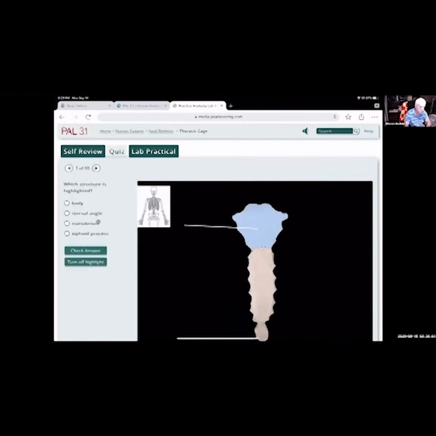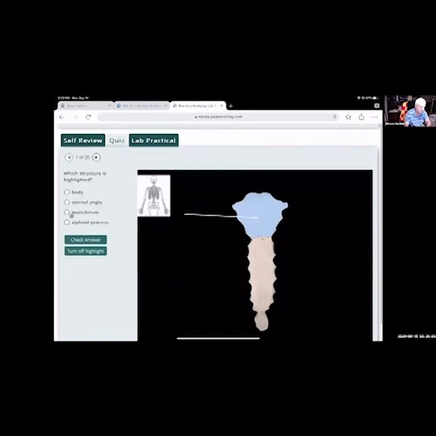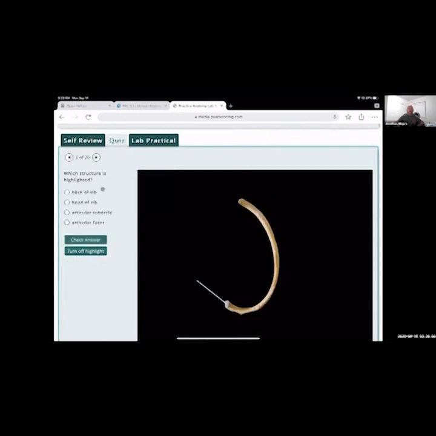What is the highlighted structure called? Manubrium. That's the manubrium. Perfect. What structure is highlighted here? What part of the rib is that? The head of the rib. It's the head of the rib.